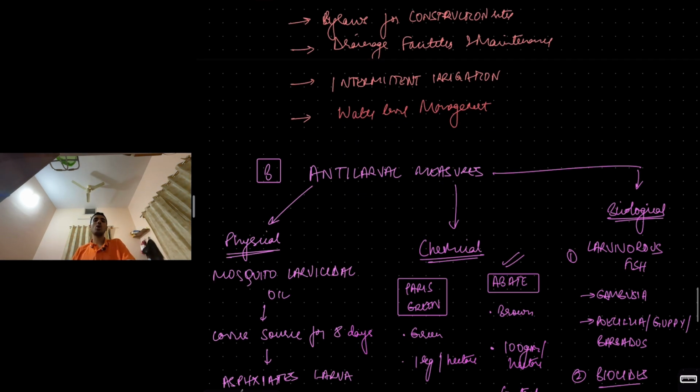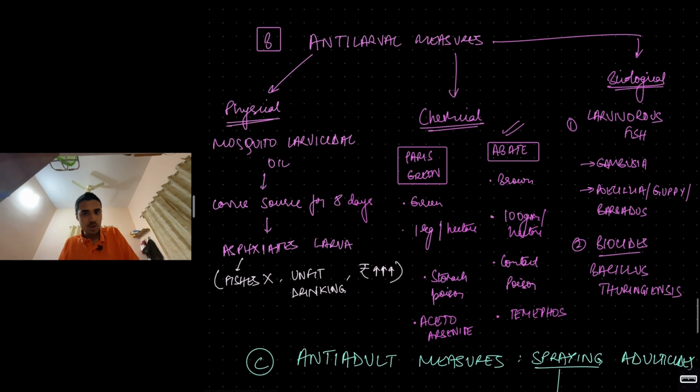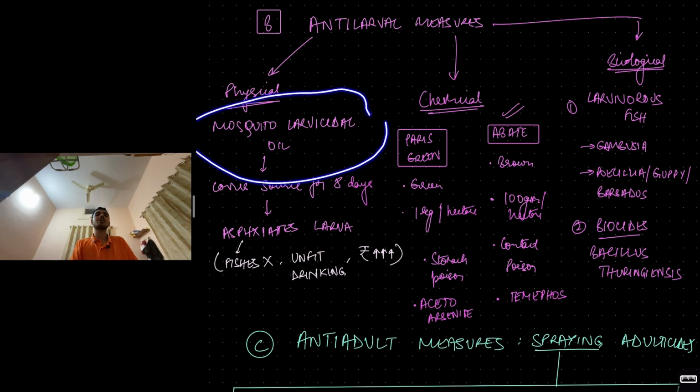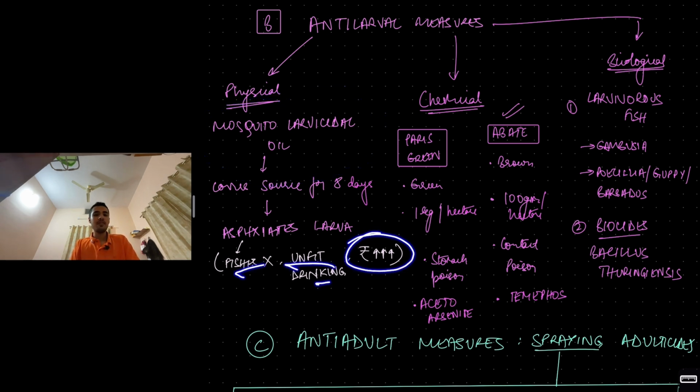Next, what can you kill? You can kill the larva. So anti-larval measures. Here you have physical methods. In physical methods, you will add mosquito larvicidal oil over the water body. It will form one layer over the water. So after 8 days, what will happen? No oxygen will enter the water, so the larva will get asphyxiated. But the problem is, fishes will also die. Fishes will get asphyxiated. And you can't drink the water because there's larvicidal oil. And this mosquito larvicidal oil is also very, very expensive. So it is unfit for drinking, and fishes will also die.